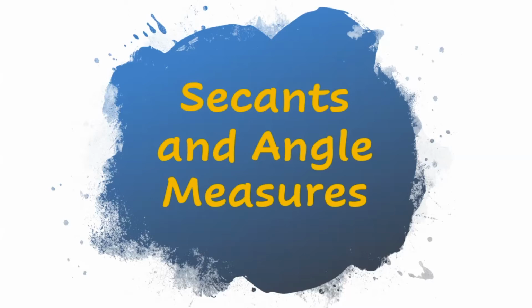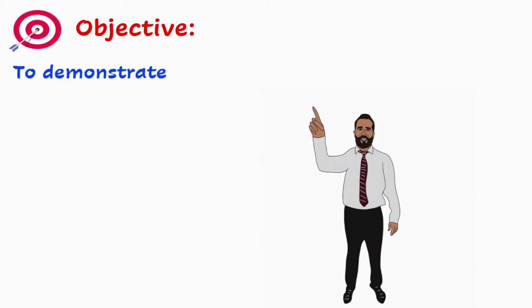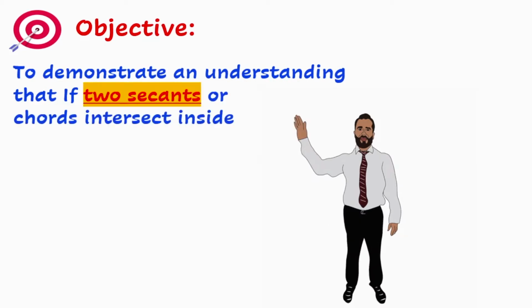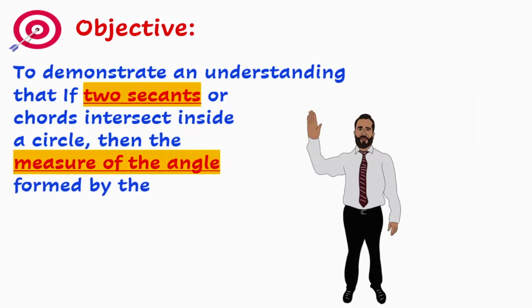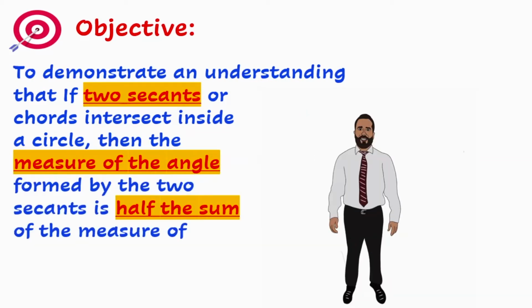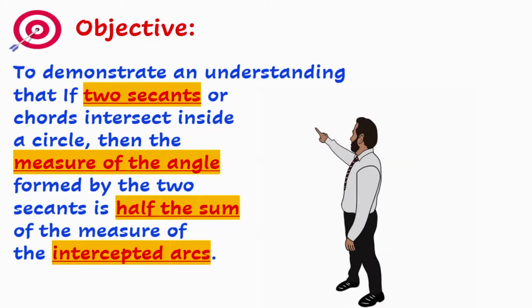Today we will talk about secants and angle measures. Our objective is to demonstrate an understanding that if two secants or chords intersect inside a circle, then the measure of the angle formed by the two secants is half the sum of the measure of the intercepted arcs.